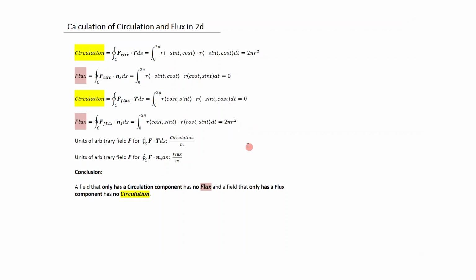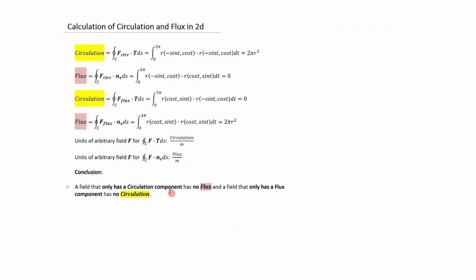Also, just to be clear, what are the units? Since the units of this integral are what we call circulation, and the units of ds are in meters, that means the units of f will be circulation divided by meters. Similarly, in the case that we're dealing with a flux integral, the units of f would be flux over meter.